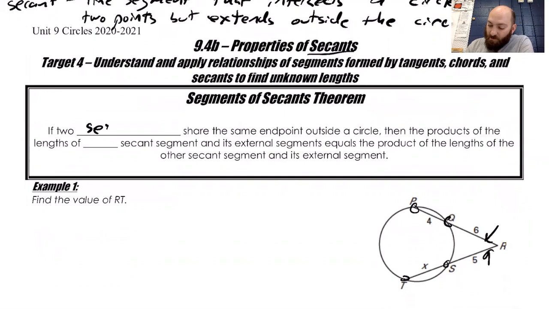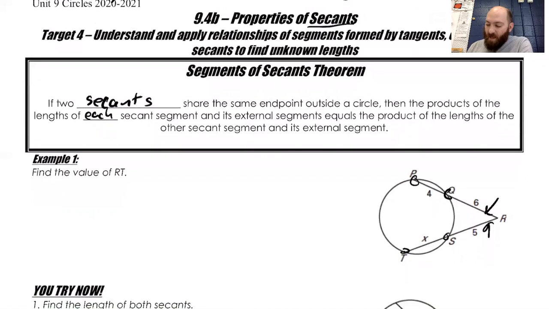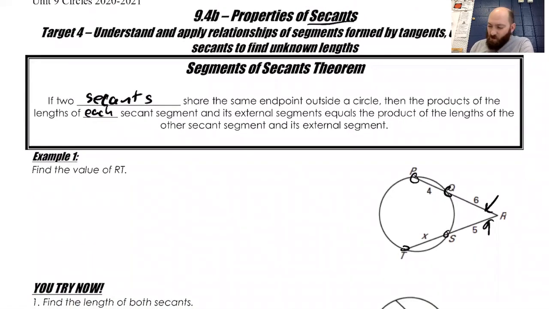If two secants share the same endpoint outside a circle, then the products of the lengths of each secant segment and its external segment equals the product of the lengths of the other secant segment and external segment. That was loud. Sorry, this one's really confusing, and I'm not a huge fan of the wording of that one, because it's kind of messy. I think there's an easier way to do it.